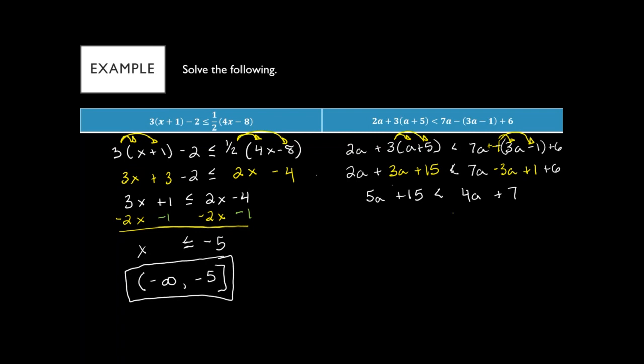Variables on the left, so I'm going to subtract 4a from both sides. So that gives us 5 minus 4 is 1. So we have a plus 15 is less than 7. And then I'm going to subtract 15 from both sides. And that gives me a is less than, and gosh, this is one I can't do in my head. 7 minus 15. Did I type that in correctly? Negative 8. I definitely would have messed that up. So that gives us a is less than negative 8.